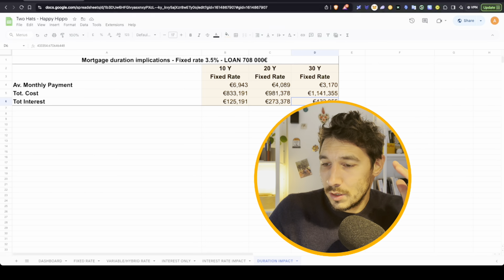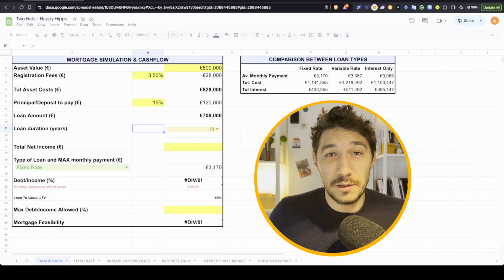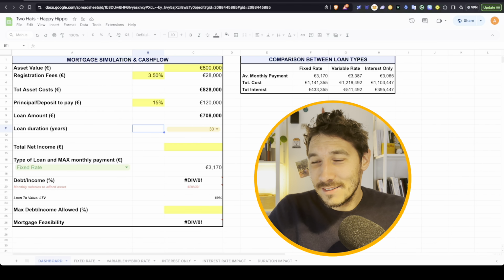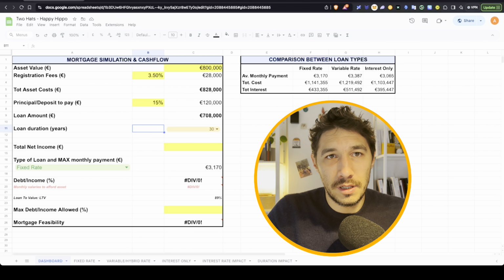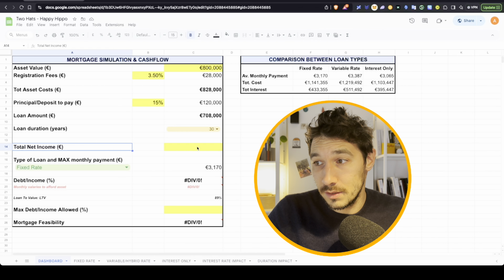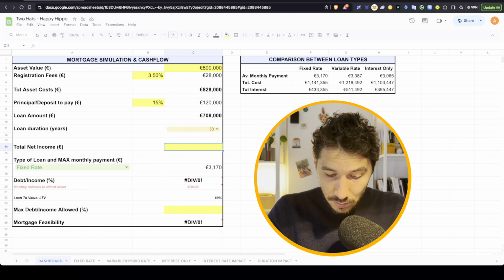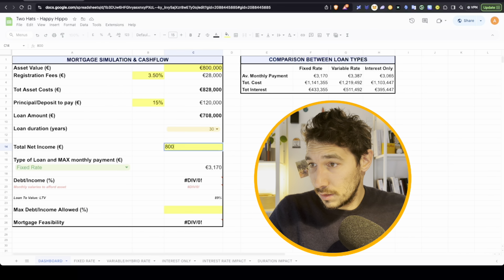Why are we doing all this? What's the important question? Will the mortgage be approved? Will you make it in buying a house? Banks usually assess key financial indicators before approving the loan. And the first and most important is obviously the total net income, your earnings. For the simulation, we will say a total net income of 8,000 euros.